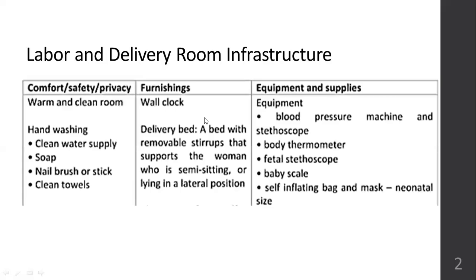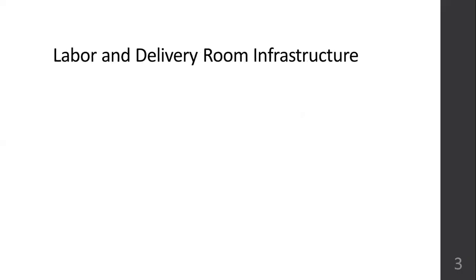So the first thing, having a clock, having a hand washing area which has a good clean water supply, soap, nail brushes are not used anymore, clean towels, a delivery bed. A stethoscope, thermometer, fetal stethoscope, baby scale, blood pressure machine, Ambu bag. Just check if these things are available or not. You can make a checklist out of this.